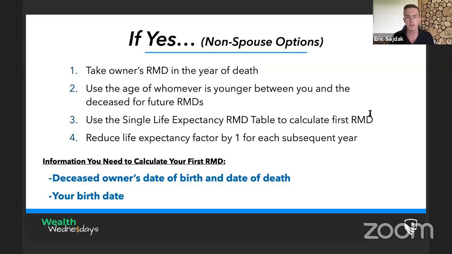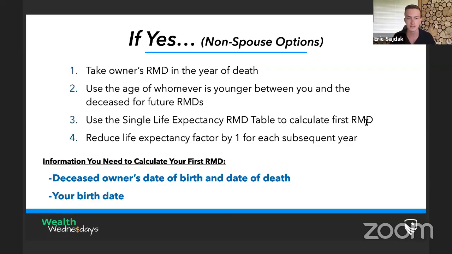You plug your age into what's called the single life expectancy RMD table. You can look this up. It's an IRS table that they lay out. And you basically use this life expectancy table to calculate your first RMD. And then for every subsequent RMD, you reduce the life expectancy factor by 1. And I know this is confusing when I just have these rules in text. We're going to go through some examples that's going to clear all of this up. The information you need to calculate your first RMD are the deceased owner's date of birth and date of death, and then your date of birth.